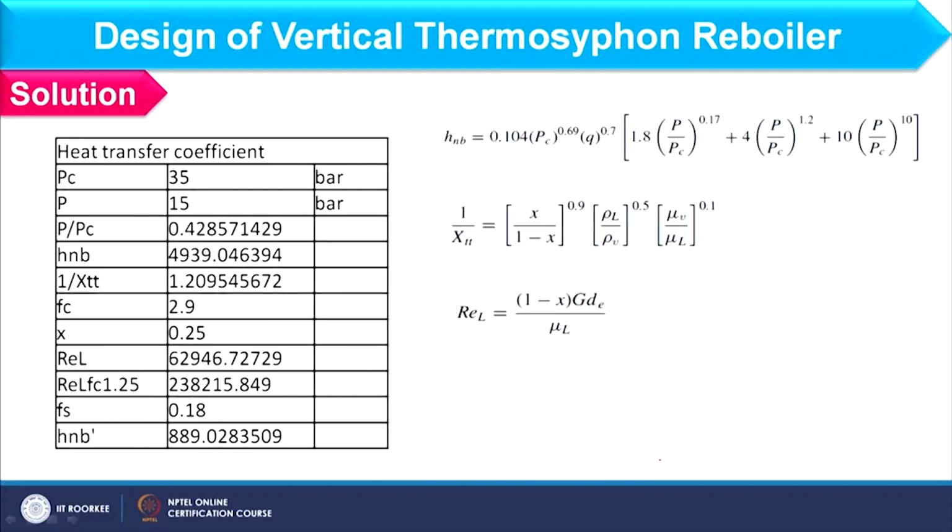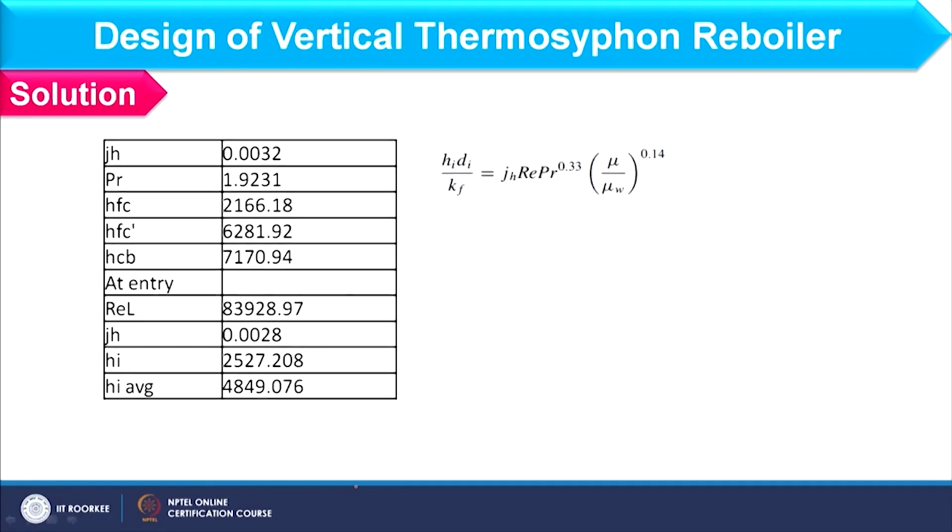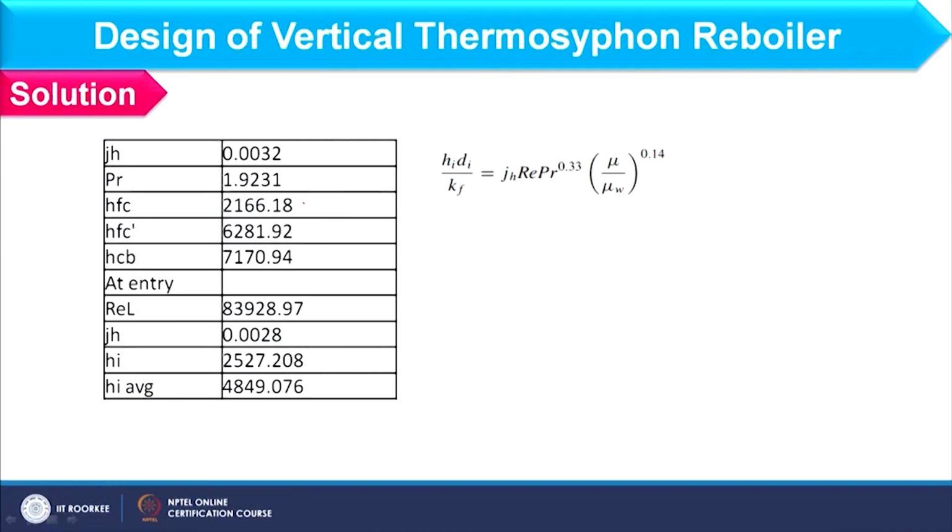Fine. Now, heat transfer coefficient calculations are same as we have discussed in previous example. So, h_NB' you can find out as 889.03 watt per meter square degree Celsius. So, at exit point we have to find out pressure drop due to convective boiling. Okay. So, that we can find out as this. Okay. This is in the similar line as we have discussed in the last example using this expression.